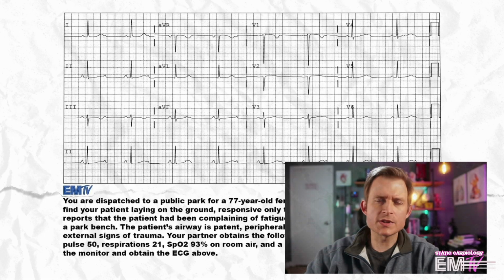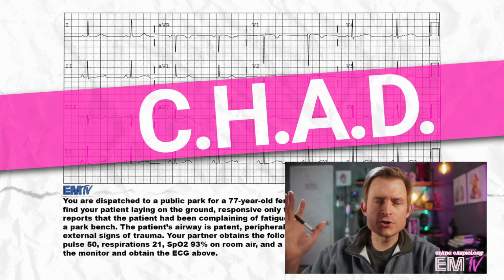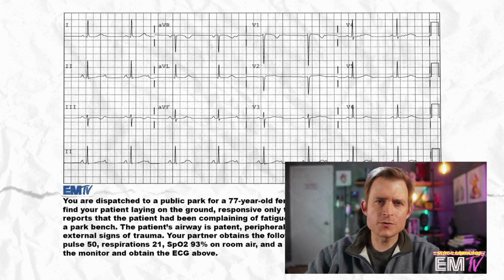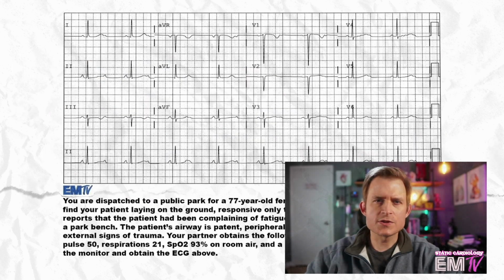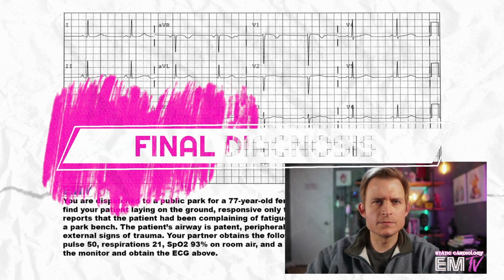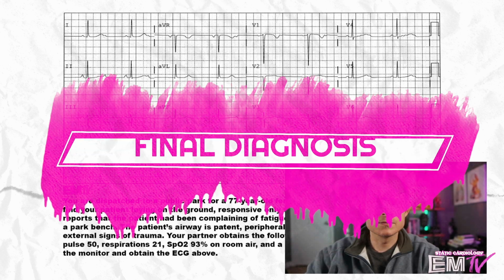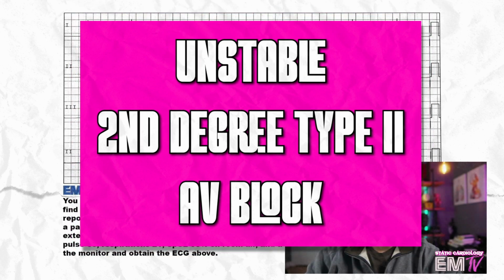So in order to be successful at the static cardiology station, you must perform the correct treatment on your patient. Correct treatment comes down to determining whether or not your patient is stable or unstable and following that algorithm. For determining instability, I use the acronym CHAD. And this, of course, stands for cardiac insufficiency, hypotension, alteration in mental status, and dyspnea. Based on this patient's current presentation, their vital signs, and the history provided, my final diagnosis for static cardiology is an unstable second-degree type 2 AV block.